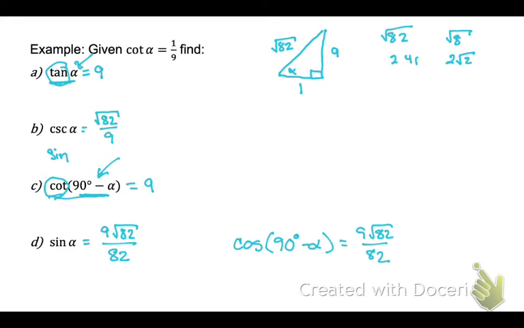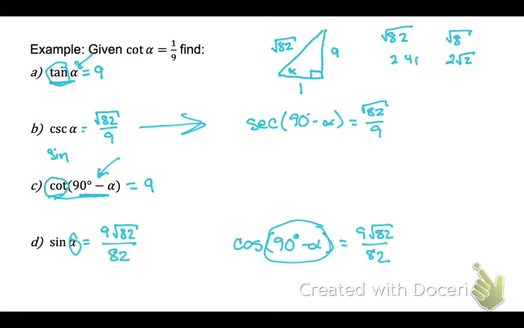So we have the cosecant, and that is going to be equal to the secant of the complement, 90 minus alpha, because those are cofunctions. It would be the square root of 82 over 9. Cosine and sine are cofunctions, cosecant and secant, cotangent and tangent. They're all cofunctions, and as long as the angles are complements, their values are going to be the same.